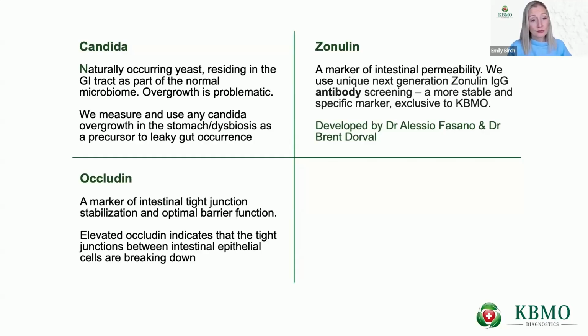So in terms of occludin then, that's our next marker. This is a marker of intestinal tight junction stabilization and barrier function. You have zonulin and occludin that very much work together as tight junction markers. So elevated occludin indicates that the tight junctions between those intestinal epithelial cells are breaking down.